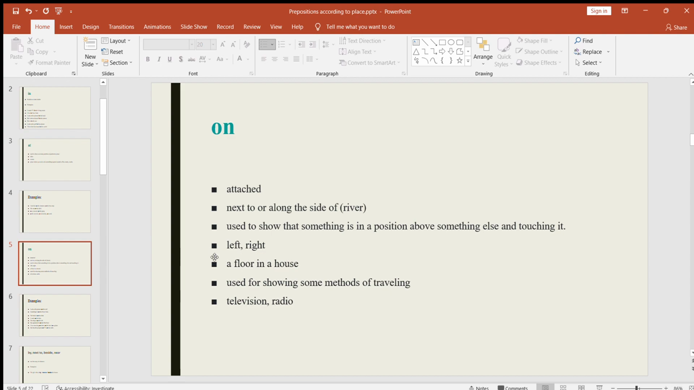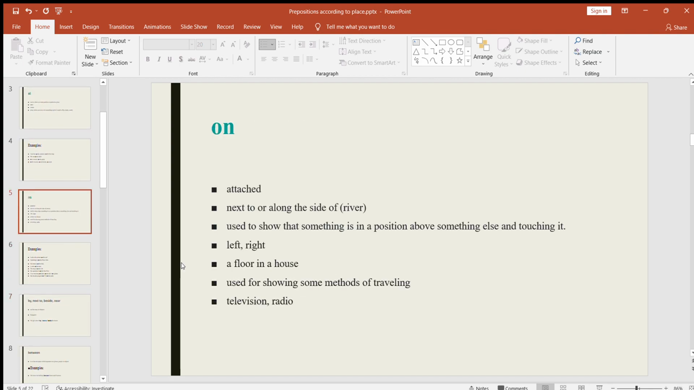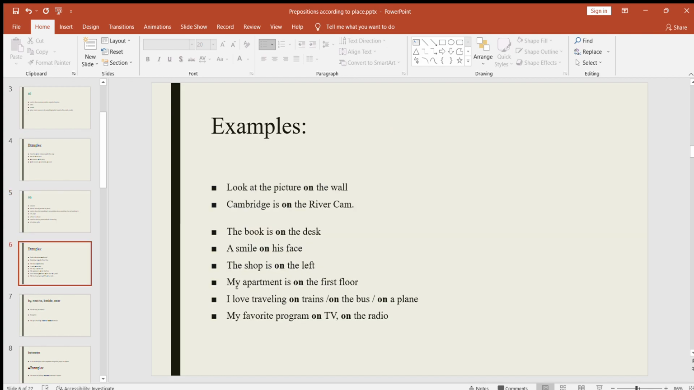For left and right we also use "on". For example, a smile on his face. The shop is on the left, the academy is on the right. Now let's look at the next one: a floor in a house, like my apartment is on the first floor. The place where I used to live when I was in China, I was living on the fourth floor, so I could say that my apartment was on the fourth floor in the building.